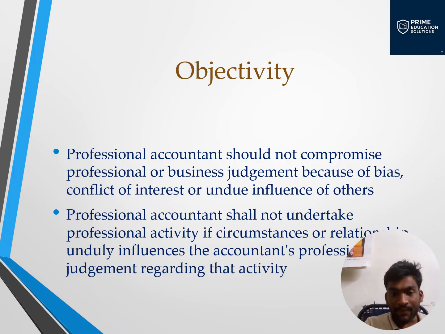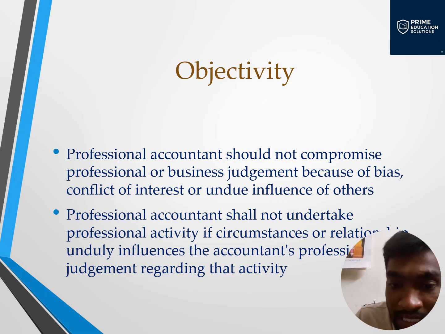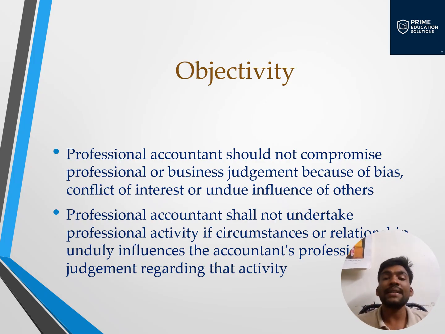Now, objectivity. A professional accountant should not compromise professional or business judgment because of bias, conflict of interest, or undue influence of others. The accountant shall not undertake the professional activity if circumstances or relationships unduly influence his professional judgment regarding that activity. He should not compromise his professional judgment because of bias.